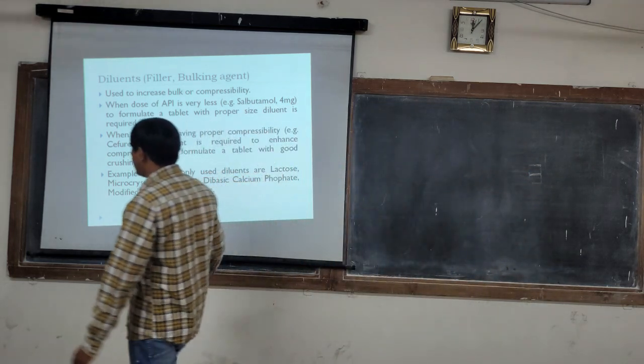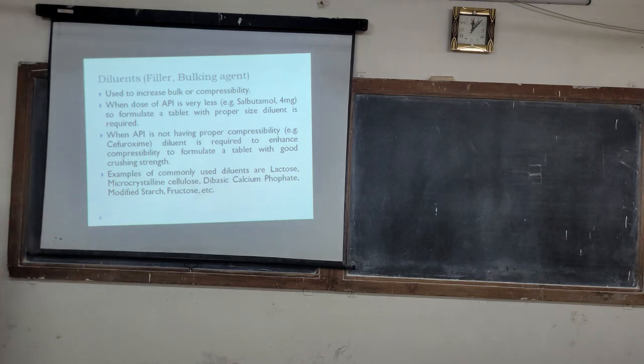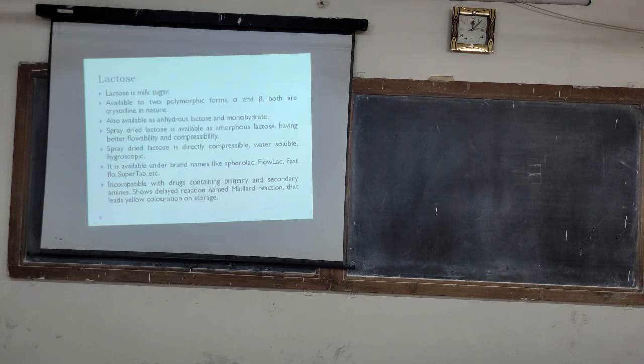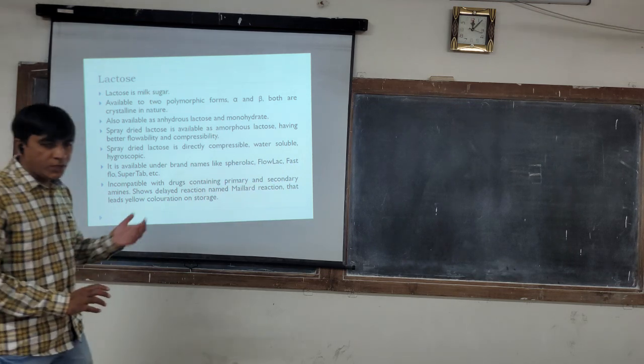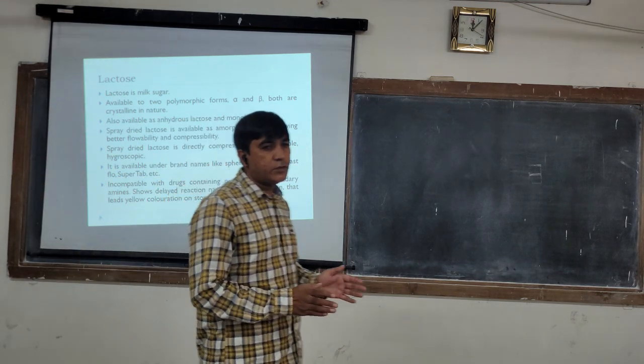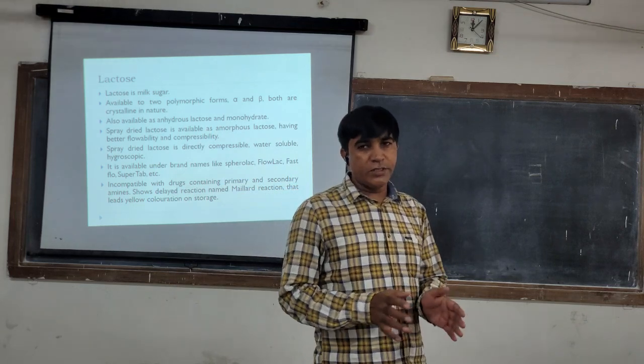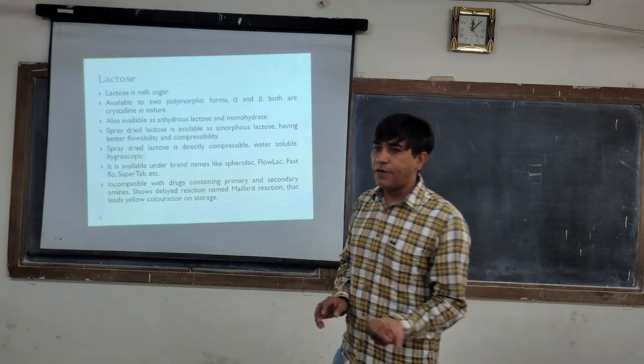The examples of commonly used diluents are lactose, mannitol, microcrystalline cellulose, dicalcium phosphate, dibasic calcium phosphate, modified starch, etc. Lactose. Lactose, as we know, is a milk sugar. It is obtained from milk. Lactose is available in two different forms. One is crystalline form and another is spray dried form.